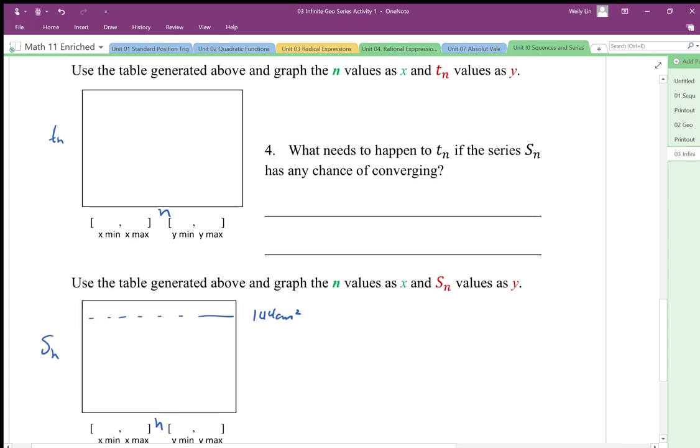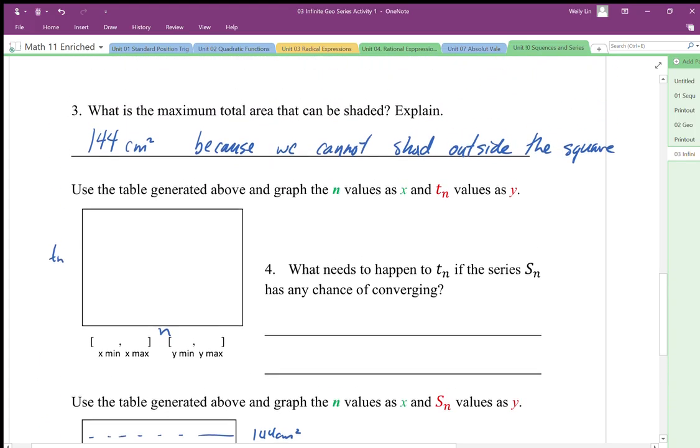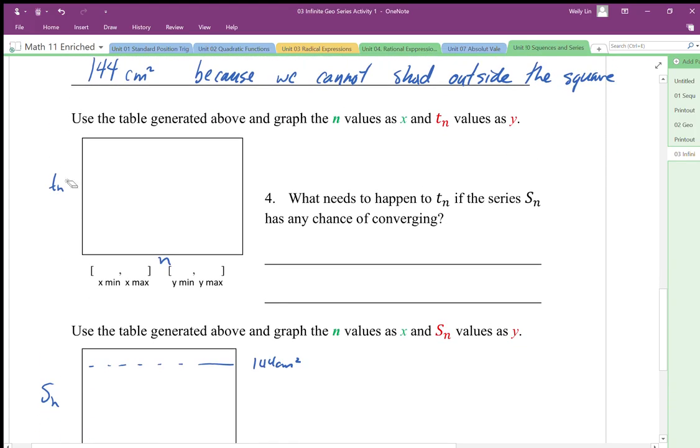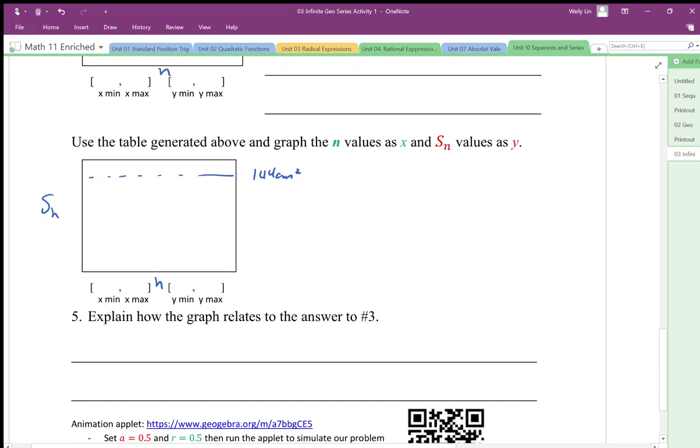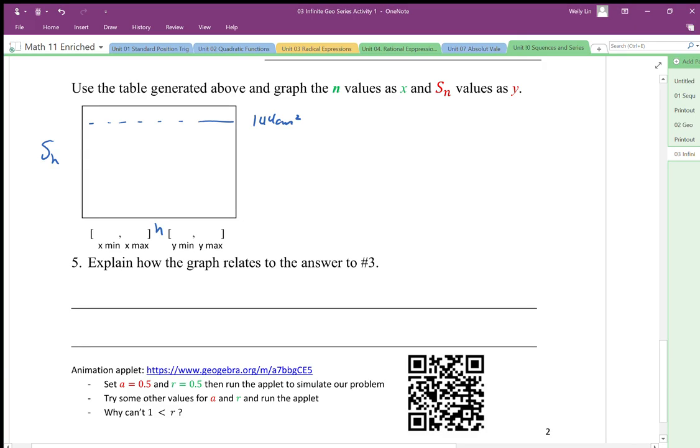Then I want you to relate the fact that Tn is probably going to go down to 0. It's probably going to have some kind of progression like that. How does that then reflect on the Sn? That's going to be the answer to this. There are some applets that you can use to run this simulation, so you can actually do shading, and you can choose different starting values and common ratios to see what actually happens.